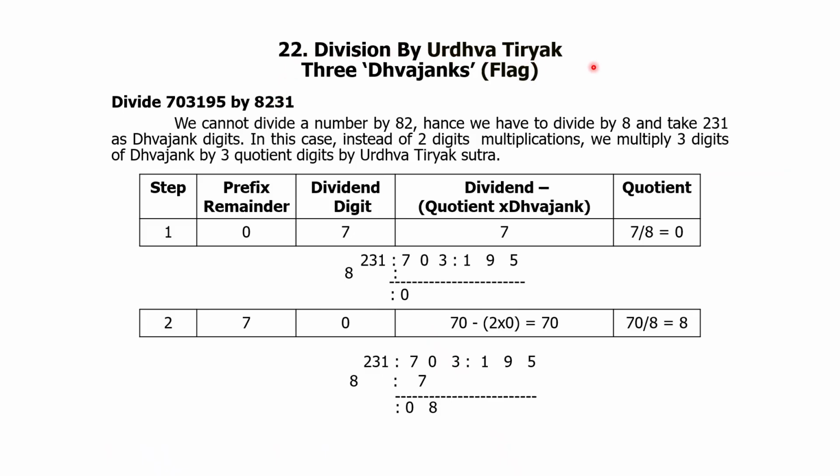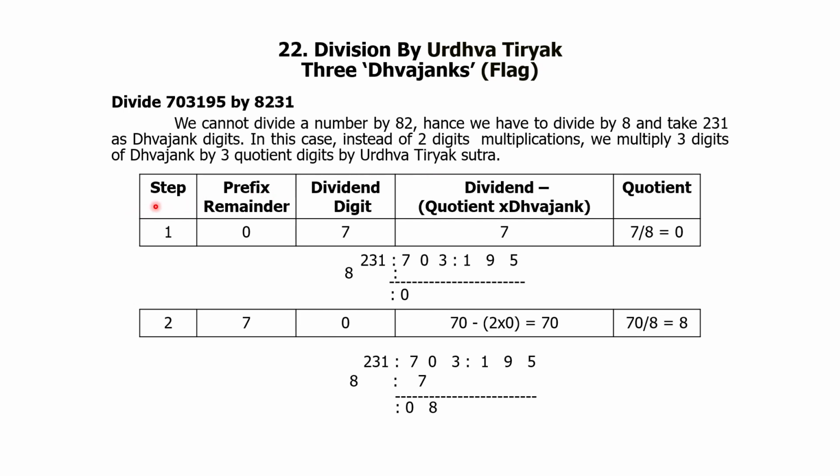Division by Urdhva Dhvajanka, that is flag. Divide 703195 by 8231. We cannot divide a number by 82, hence we have to divide by 8 and take 231 as Dhvajanka digits. In this case, instead of 2 digit multiplications, we multiply 3 digits of Dhvajanka by 3 quotient digits by Urdhva Sutra.